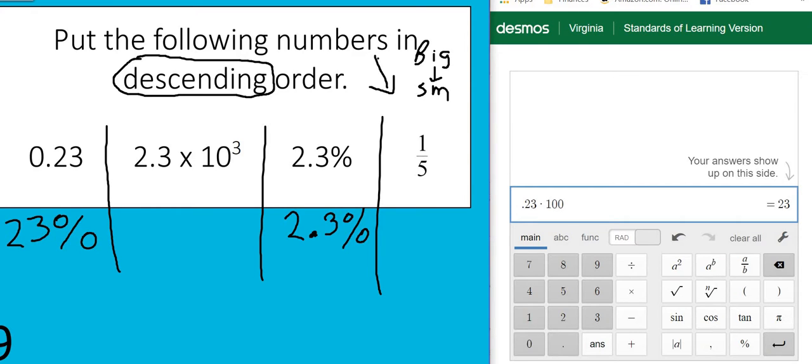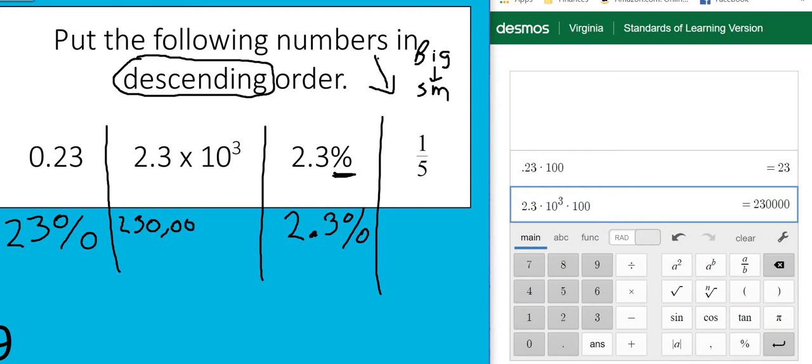The only thing that you'll never change into a percent is something that is already a percent. Otherwise, you put it in the calculator, just like I'm going to do the next one. 2.3 times 10 to the third power. I'm going to make sure I'm back down. I'm going to multiply that by 100 to change that scientific notation into a percent. And that gives me a very large number, but don't let it scare you. 230,000%. Okay.